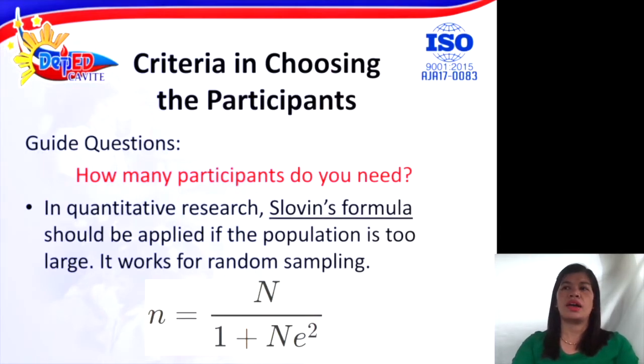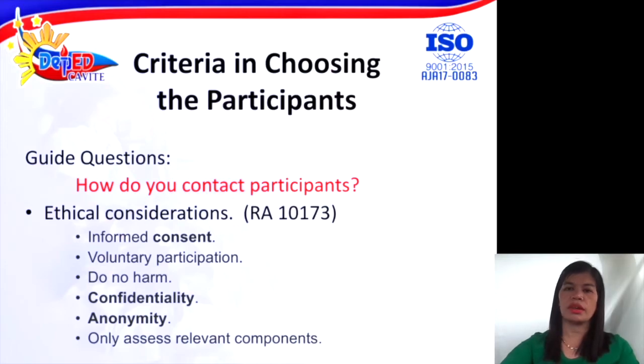Next is quantitative research. Slovin's formula should be applied if the population is too large. Usually it works in random sampling. So that is our formula, Slovin's. Then you have to consider the total number of the population and the margin of error to get the sample size. The sample size you get from Slovin's formula is the representative of the large group from where they were selected.